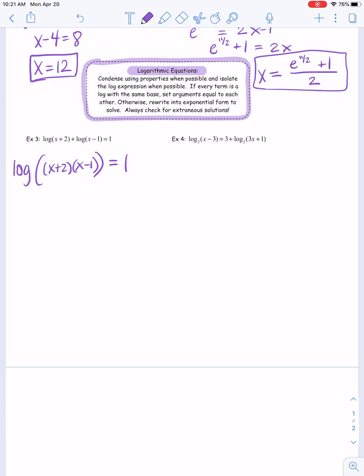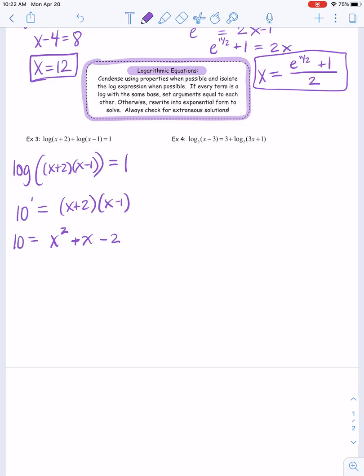Remember, I have a base of 10. So this is saying my base of 10 raised to the first power is going to equal that argument of that x plus 2 times that x minus 1. And again, if you want to rewrite that, I'll do that in the next step. Okay, so let's simplify. 10 to the first power is just 10. x plus 2 times x minus 1 is going to give us x squared plus x minus 2.